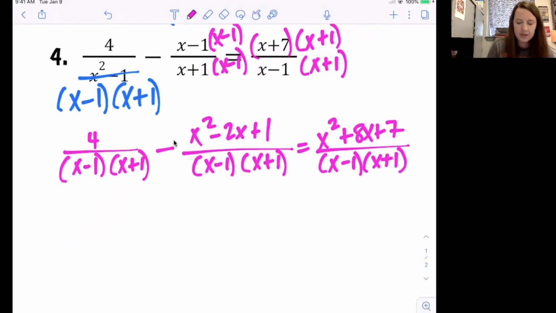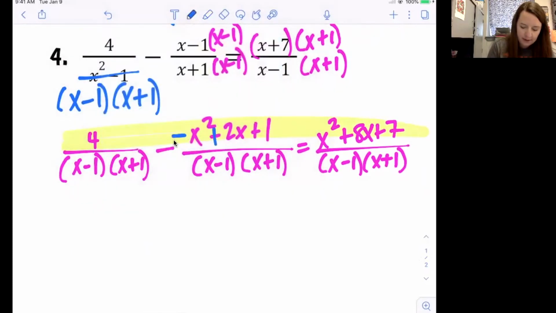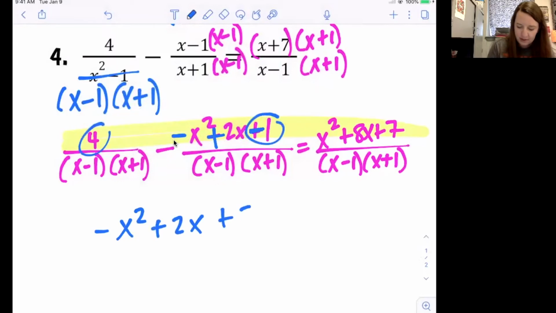So now that all of our denominators match, we're only worried about the numerator. Okay, remember we have this minus sign, so we're going to change the sign of everything on this fraction. So I have negative x squared plus 2x, and then I have 4 minus 1, which is plus 3, equals x squared plus 8x plus 7.